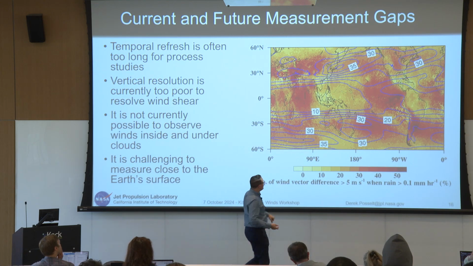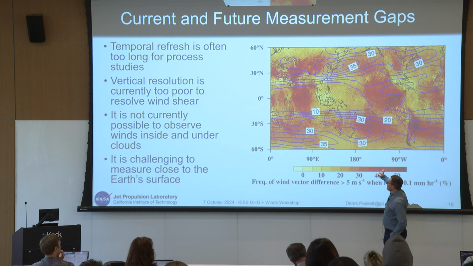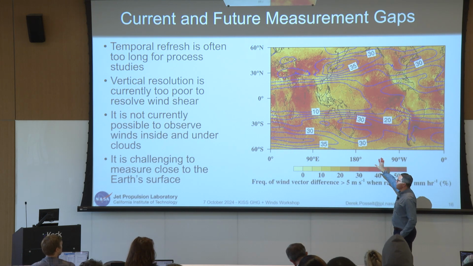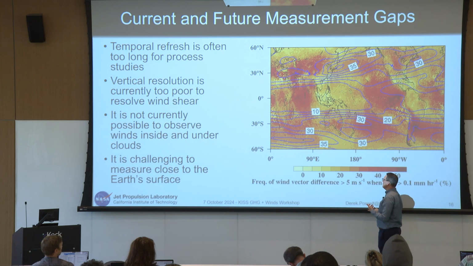This figure is a little bit tough to interpret, so I'll walk through it just briefly. So this was comparing, as an estimate of how much error we have in current wind estimates, we just took a difference between two data assimilation produced wind estimates, one from the ECMWF and one from NASA. We said, where are they different, and where are the differences largest?